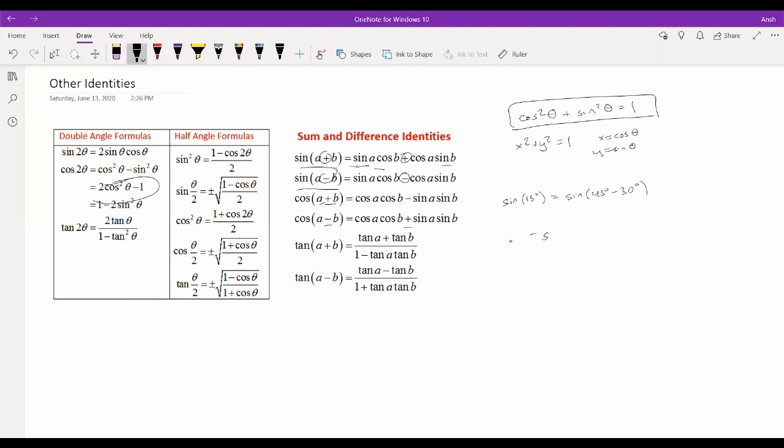So it's just equal to sine of 45 times cosine of 30 minus cosine of 45 times sine of 30. So using the values that we derived last time, this is equal to root 2 over 2 times root 3 over 2 minus root 2 over 2 times 1/2. And if you expand this all out, it turns into root 6 minus root 2 divided by 4. So this value is obviously not something that you're expected to memorize, but if you know these formulas, you can easily derive them when needed.